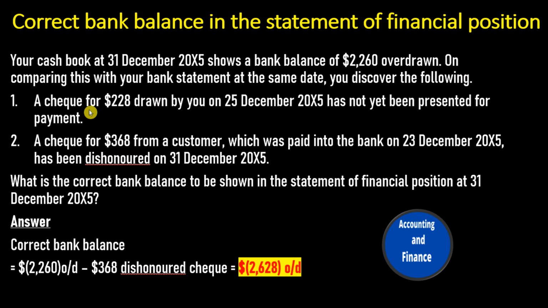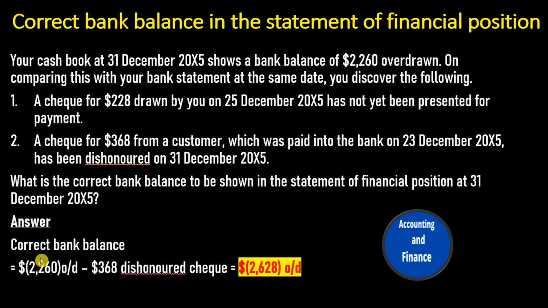1. A check for $228 drawn by you on 25 December 20X5 has not yet been presented for payment. 2. A check for $368 from a customer, which was paid into the bank on 23 December 20X5, has been dishonored on 31 December 20X5. What is the correct bank balance to be shown in the statement of financial position at 31 December 20X5?